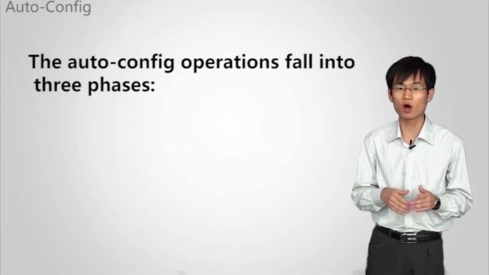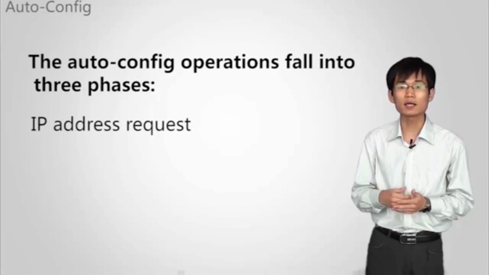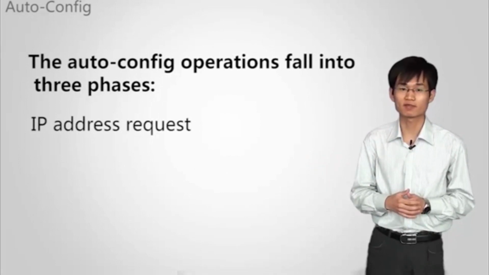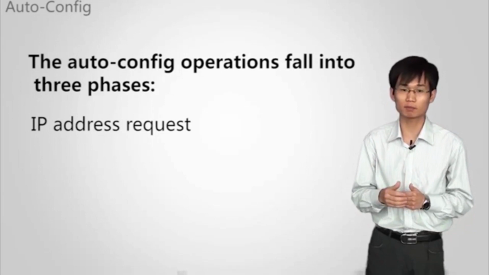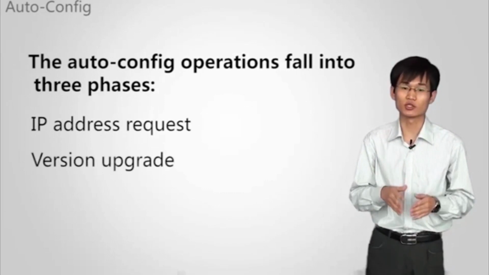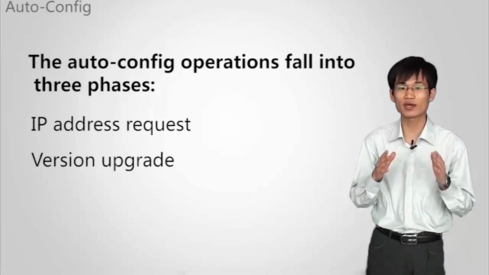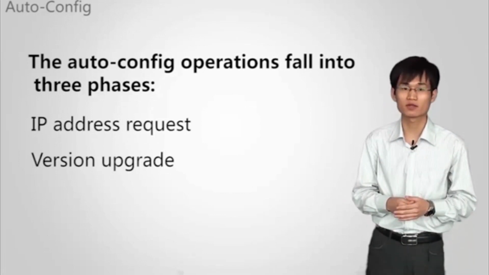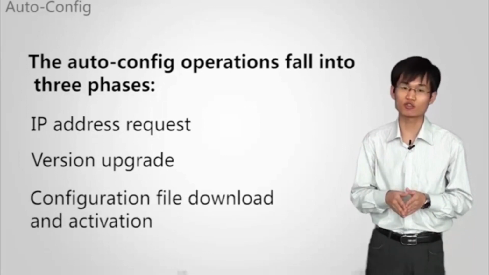The auto-configure operations fall into 3 phases. First, IP address request. The device obtains an IP address from the DHCP server and obtains the user configuration. Second, version upgrade. This phase is optional. Users can choose to upgrade the switch software during deployment. Third, configuration file download and activation.